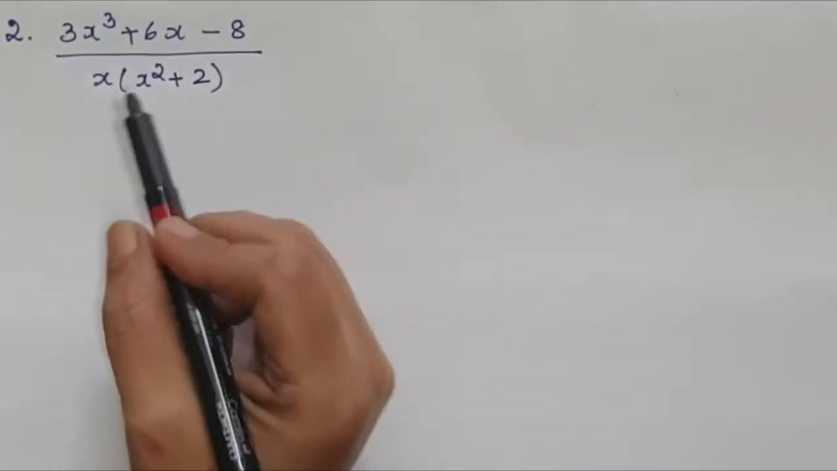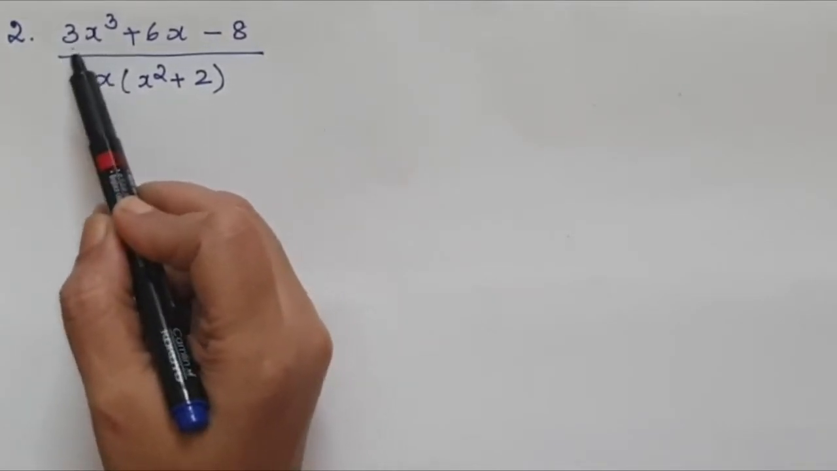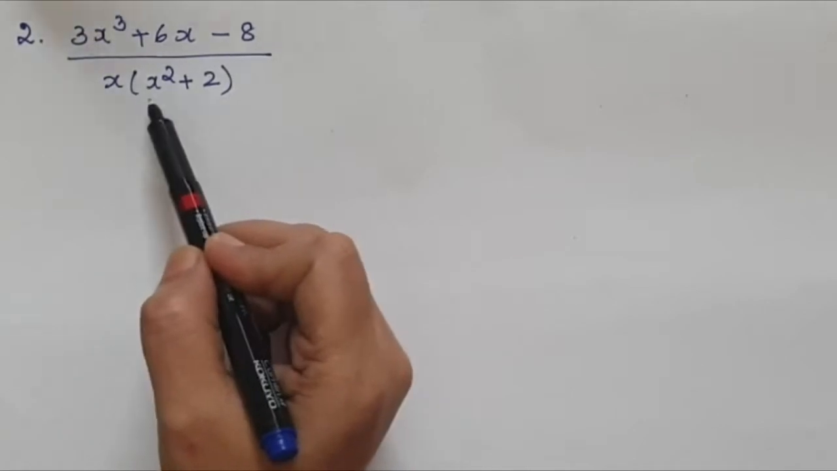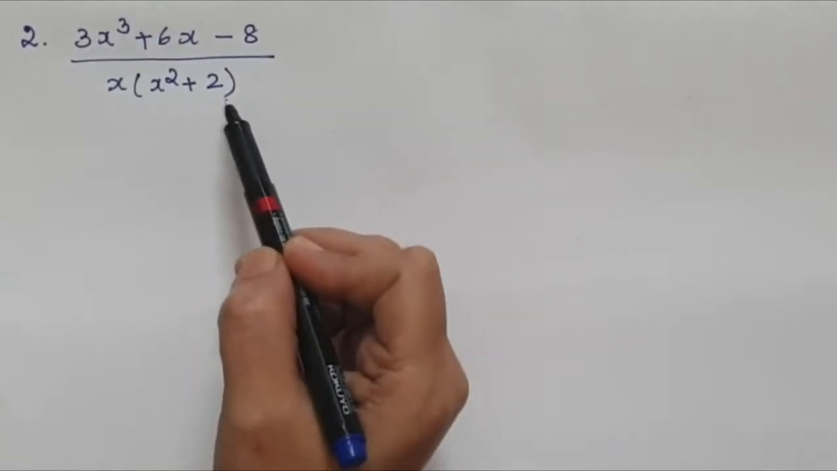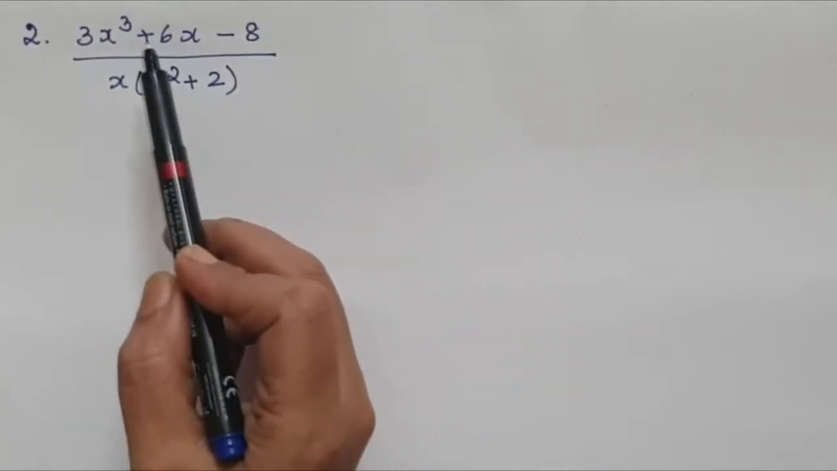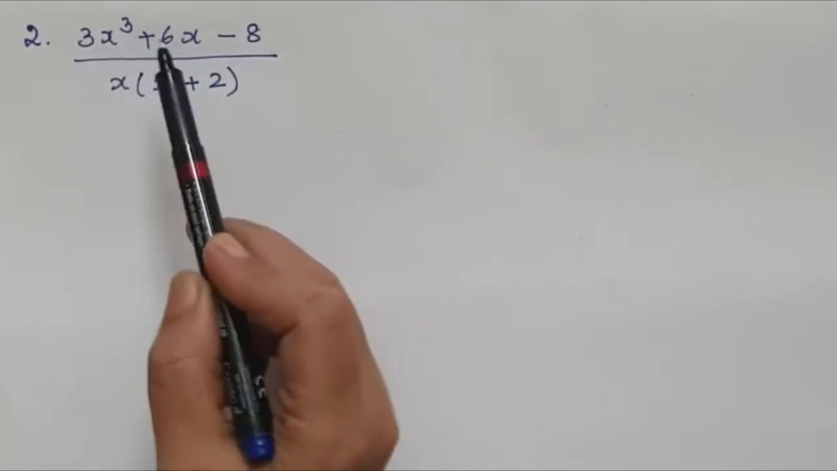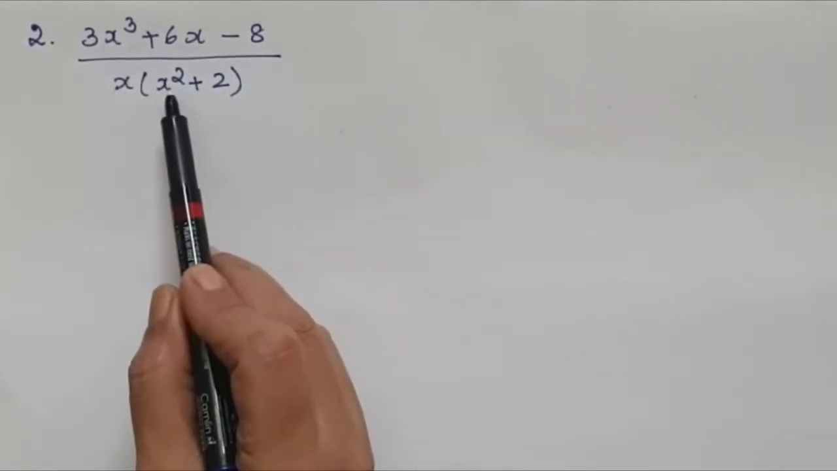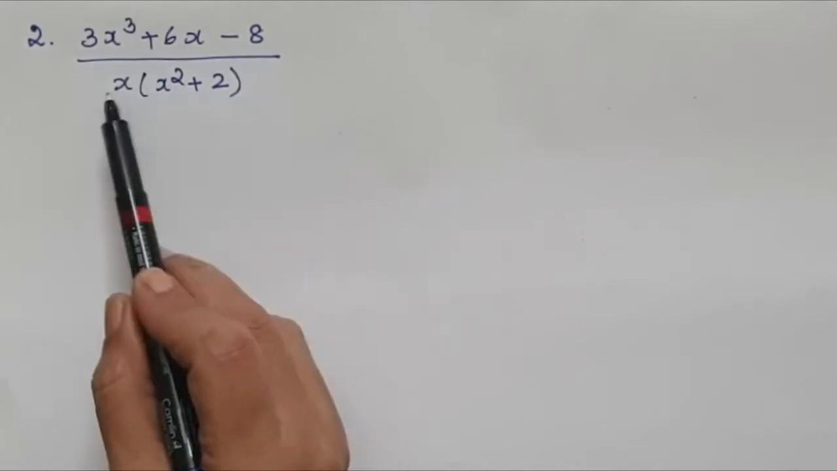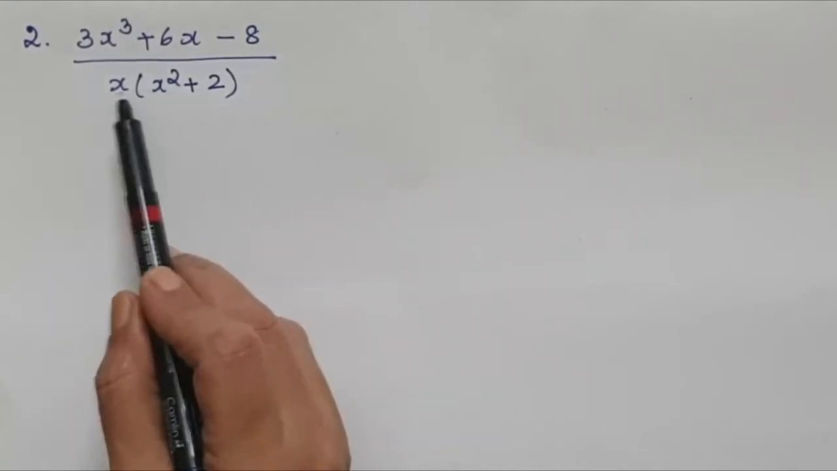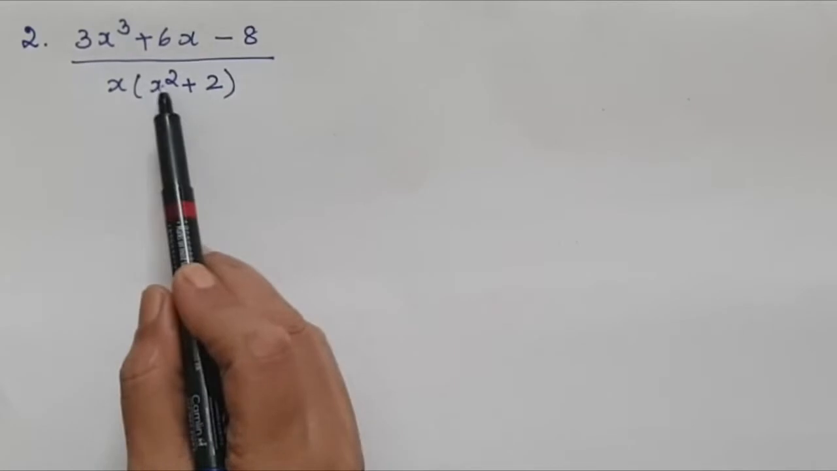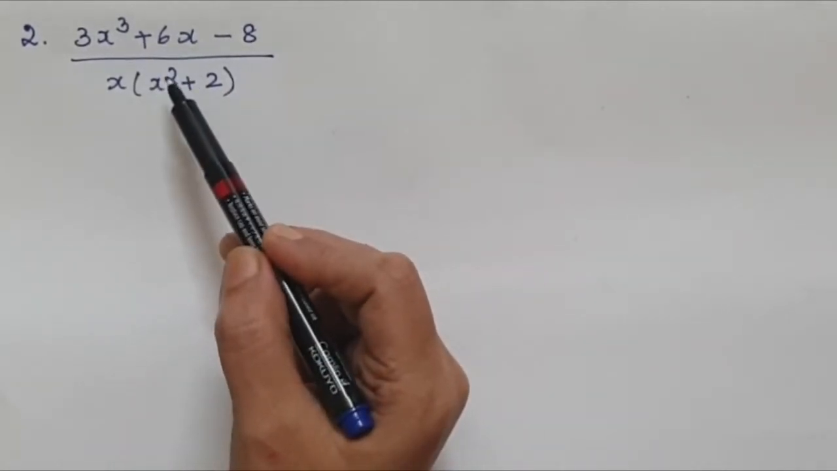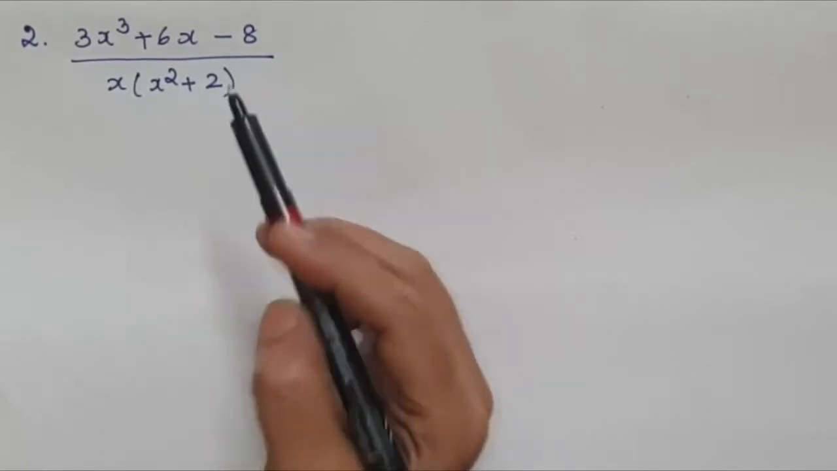Now, the second question: 3x cubed plus 6x minus 8 divided by x into x squared plus 2. Here the degree of the polynomial in the numerator is 3, that is the highest power, yes, 3. Here also, if you take x multiplied by x squared, it is x cubed. So the degree of the polynomial in the denominator is also 3. So both the numerator and the denominator have the same power, so it is called an improper fraction.